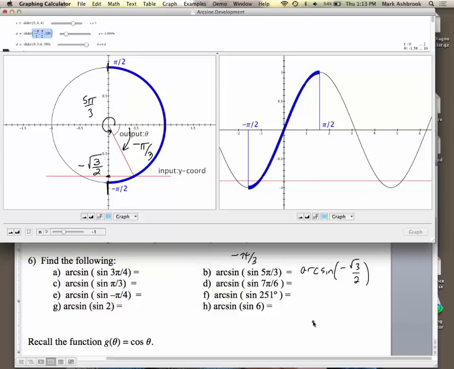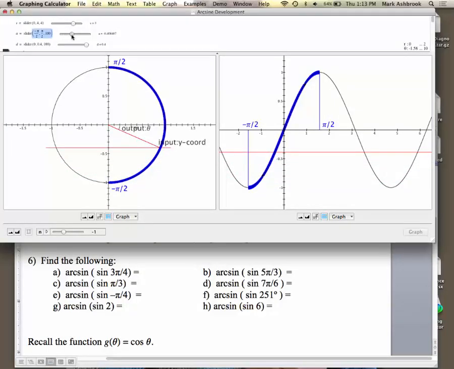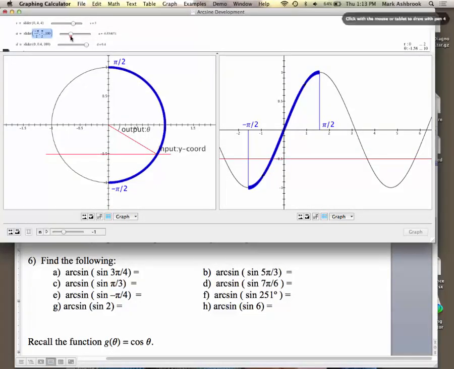That's why we're doing these, to get an understanding. So let's do another one. How about arcsine of this one, D, 7 pi over 6? First of all, what is the sine of 7 pi over 6? Just a negative 1/2. Is that right? Yep, it's negative 1/2.